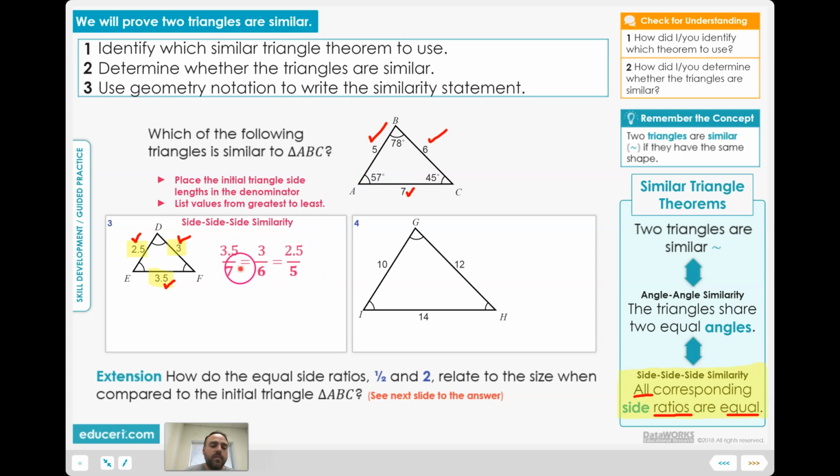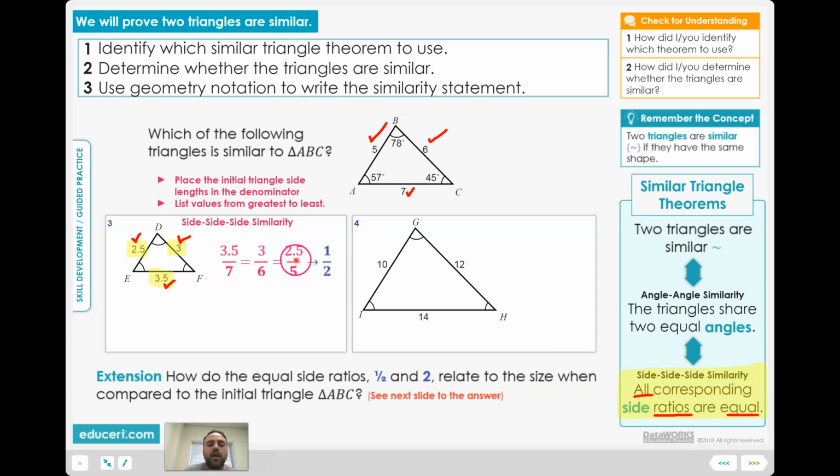3.5 over 7 is equal to 3 over 6 is equal to 2.5 over 5. If you think of 7 like $7, half of $7 would be $3.50. 3.5 to 7 is 1/2. The fraction 3/6 reduces down to 1/2. If you have $5 and half of $5 is $2.50, so this fraction is also 1/2.